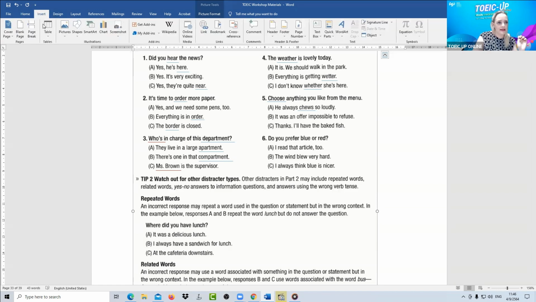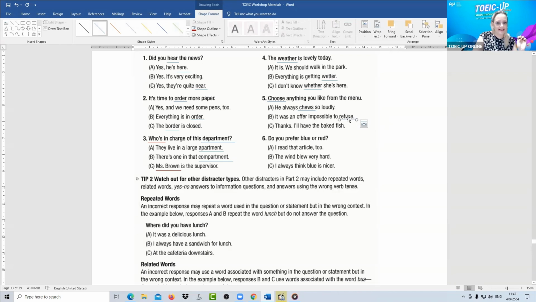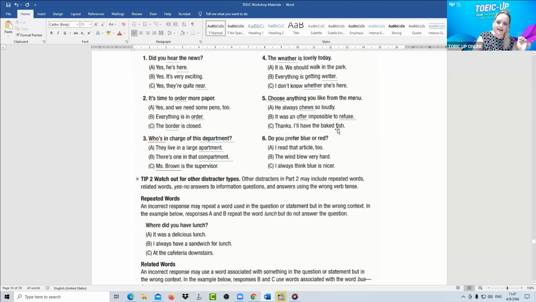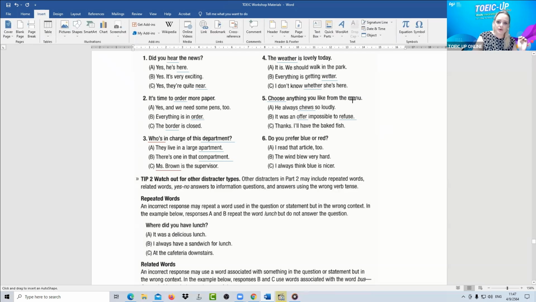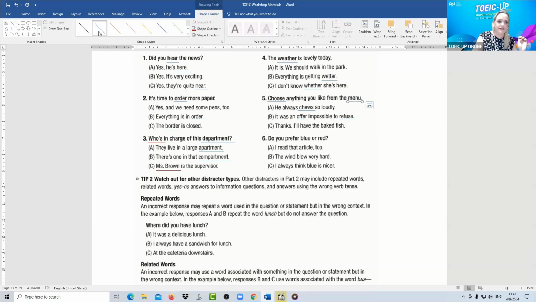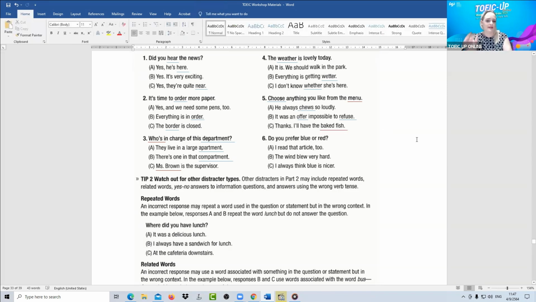So not only does it sound similar, choose, refuse, with the S at the end, it also talks about an offer. It was an offer, so similar to something about choosing. You usually have to choose between offers. And the last one, C, thanks, I'll have the baked fish. Here we have the word menu. And what do you often see on menus? You see food, right? So when you see food in the answer, baked fish, that helps you decide what the answer is.